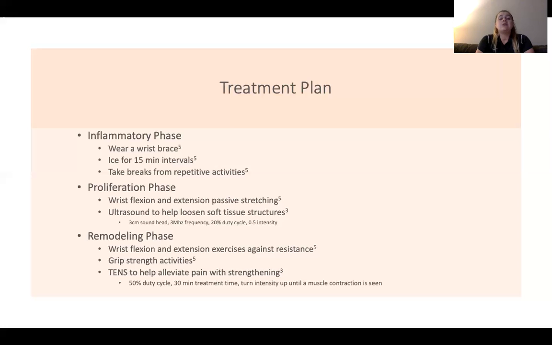And then a modality that would be helpful during this would be a TENS unit. Use TENS to help alleviate pain during the strengthening phase. Put it on a 50% duty cycle for a 30-minute treatment time, and then turn the intensity up until a very small muscle contraction is seen, or until the patient asks the clinician to stop.